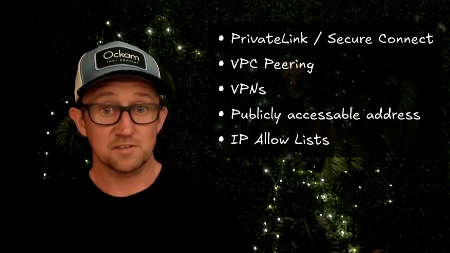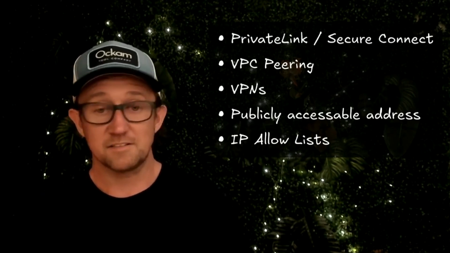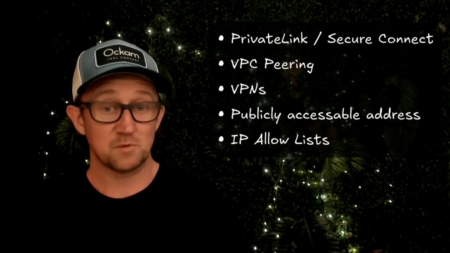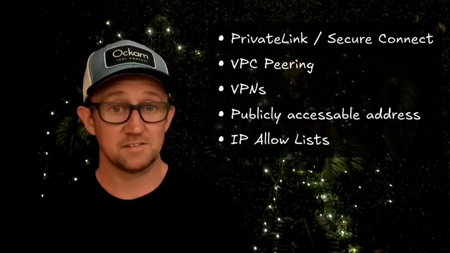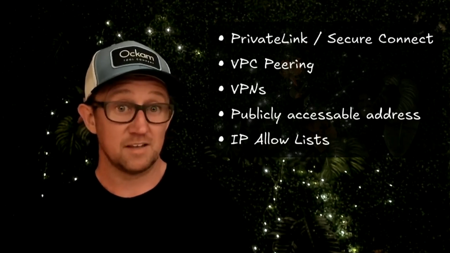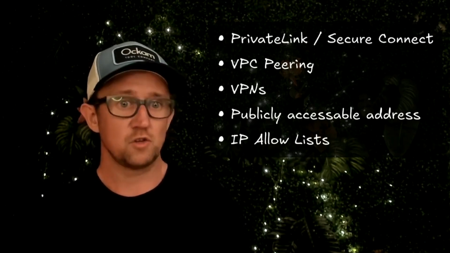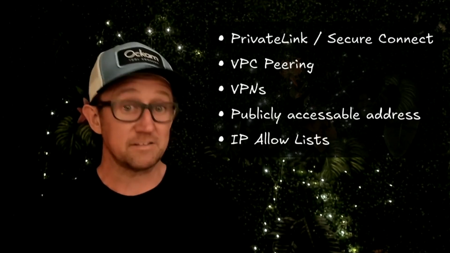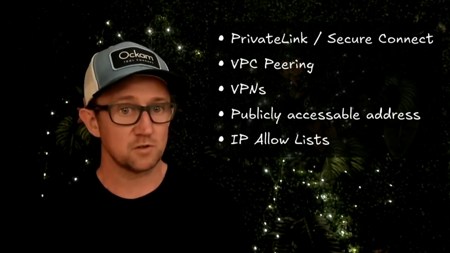Now, Private Link or Secure Connect, depending on which cloud you're on, is a fantastic way to try and connect two systems. It gives you a point-to-point connection between the systems that need to communicate with each other. Unfortunately, for a whole bunch of reasons, that can be difficult, either because you're on the wrong cloud, you're a multi-cloud setup, you're on-prem, or it's just organizationally really difficult to implement a system like Private Link or Secure Connect.